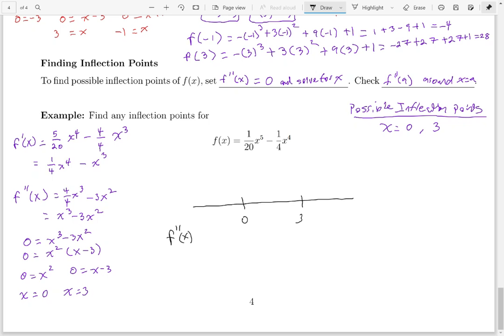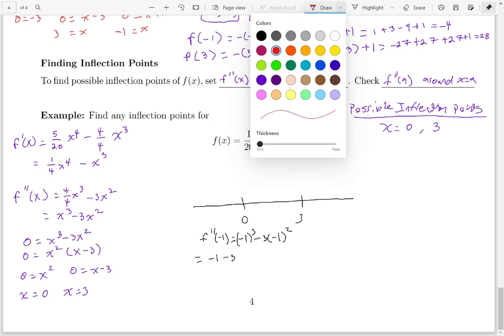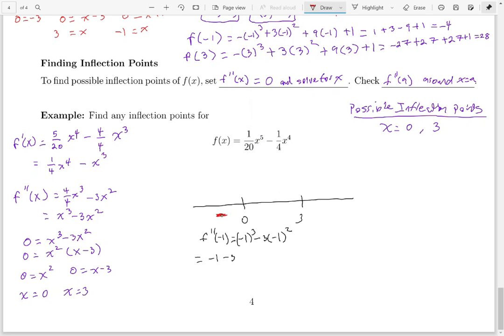So let's do this. Specifically, let's pick a value to the left of 0. How about -1? So what's f double prime of -1? Well, f double prime of -1 is going to be -1 cubed minus 3 times -1 squared. Evaluating that, it's going to be -1 minus 3, so it's negative. So specifically, I know that to the left of 0, I do have a concave down function because this is negative.